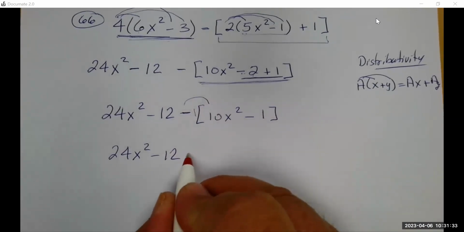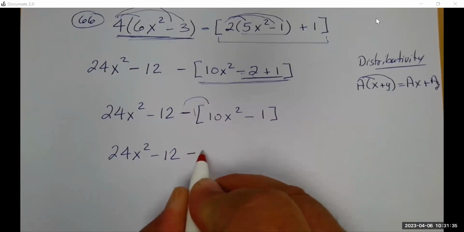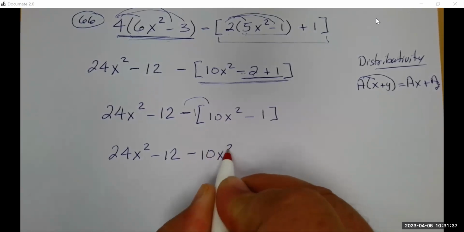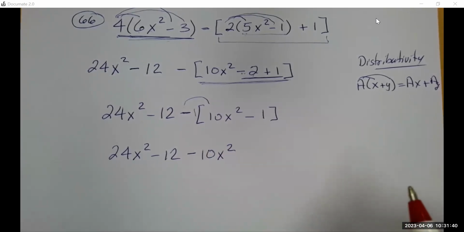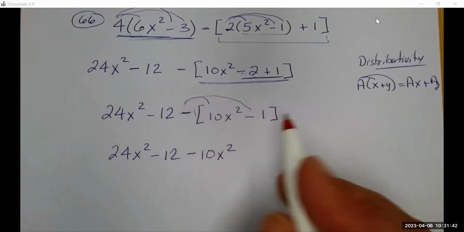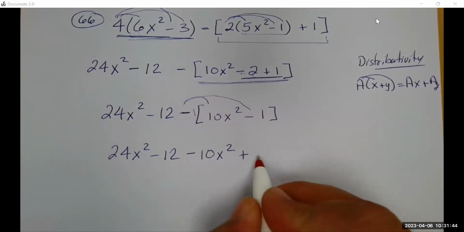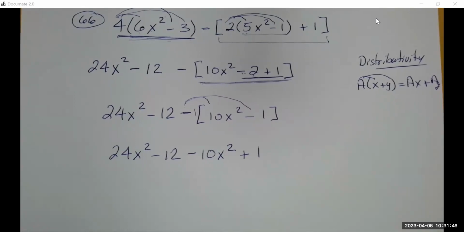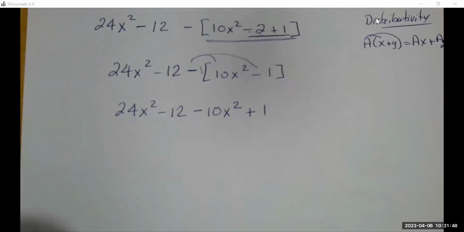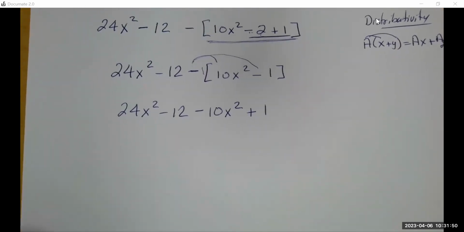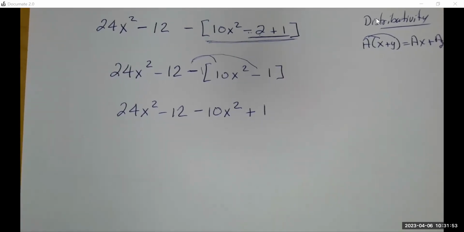Negative times positive is negative 10x squared. Negative times negative, positive 1. Yeah. So we got rid of the parentheses and brackets. Whenever you get rid of parentheses and brackets, always combine like terms. Can we combine anything?